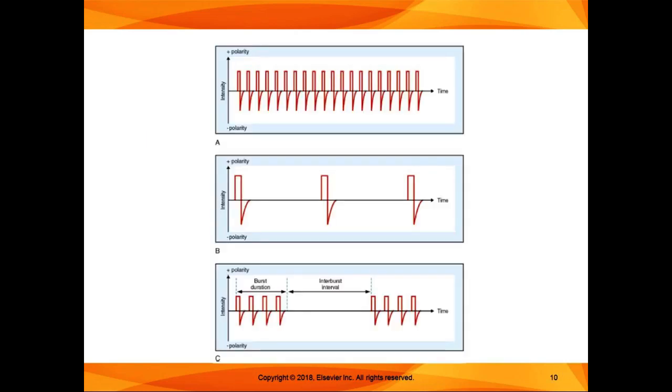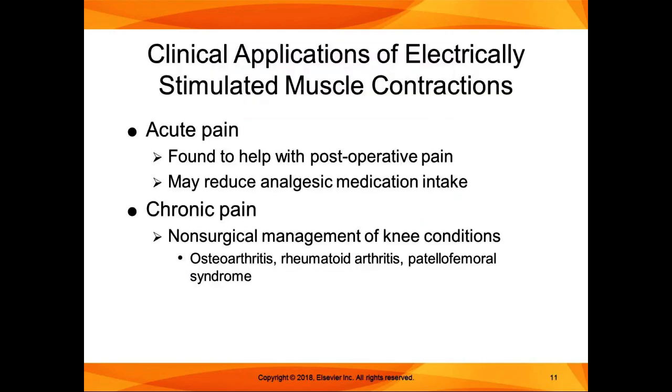So the picture on the top is the conventional high rate TENS, and it's just sort of your continuous pulses at 80 to 150 pulses per second. The second picture is the low rate TENS, and it's at 2 to 10 pulses per second. And the third picture is the burst. So you have a burst of pulses and then an interval, and then a burst of pulses and an interval. And it has a similar effect to the low rate TENS.